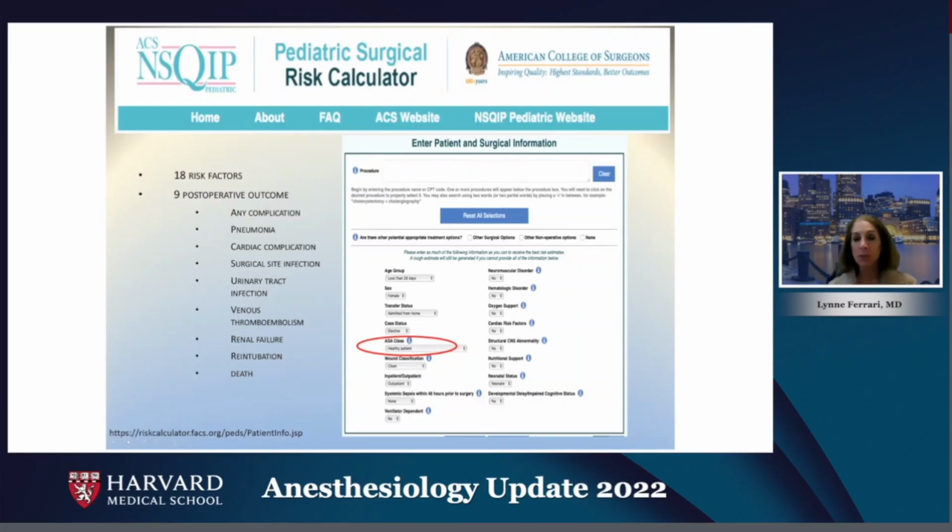And what you can see here on the right is that there is an attempt to quantify some system-based comorbidities. But very important is that the ASA classification is an integral part of this tool, and a correct ASA classification really informs the accuracy of the tool and the risk prediction.